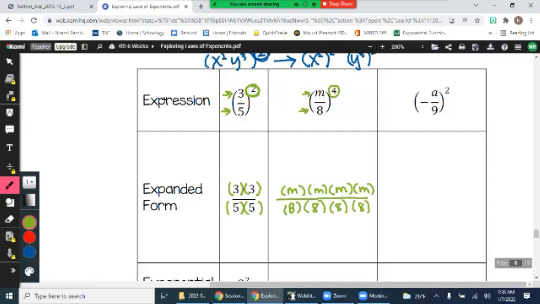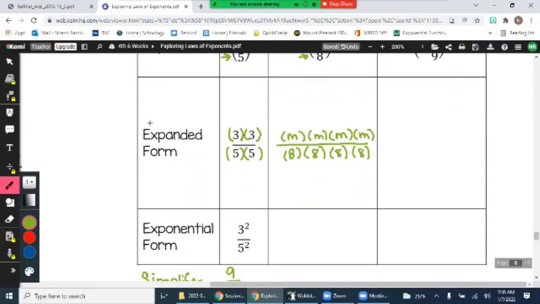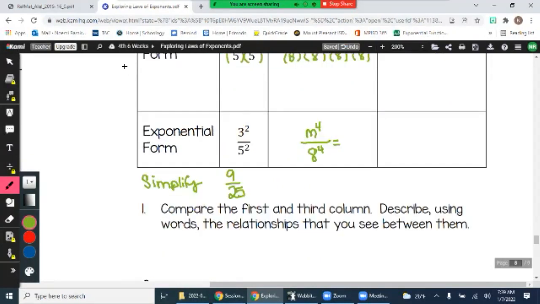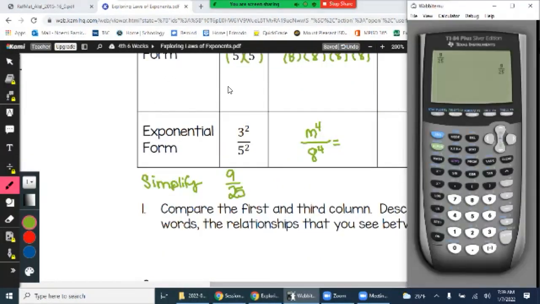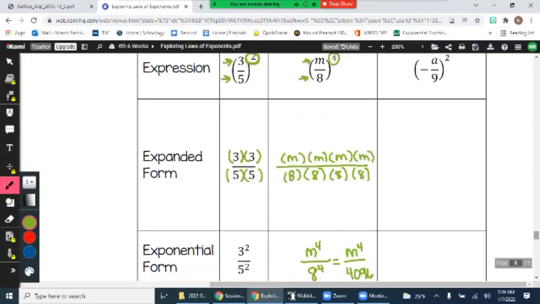Now we are multiplying the same base 4 times, and we are multiplying the 8 4 times, making this m to the power of 4 over 8 to the power of 4. 8 to the power of 4 can be simplified. Here we had numbers on the top and the bottom, but here we have that couple of numbers. So let's see what 8 to the power of 4 gives us. 4,096. Now m to the power of 4 stays the same. So you could see it either way there.